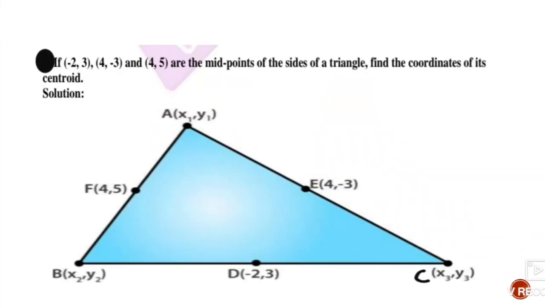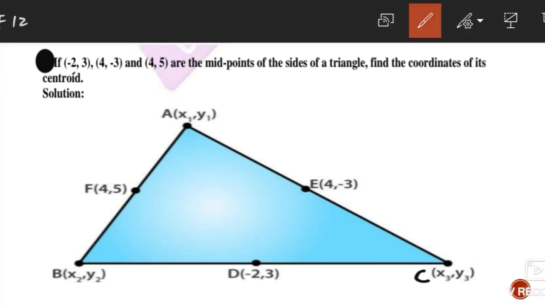Now here is the next example. If (-2, 3), (4, -3) and (4, 5) are the midpoints of the sides of a triangle, find the coordinates of its centroid. First of all, as you can see here, the midpoints are given. In triangle ABC, the vertices A, B, C are unknown.